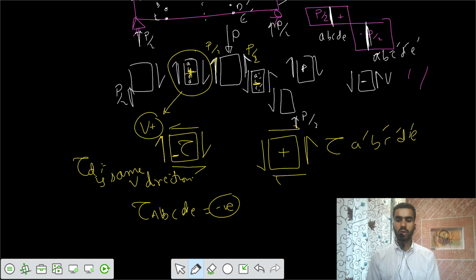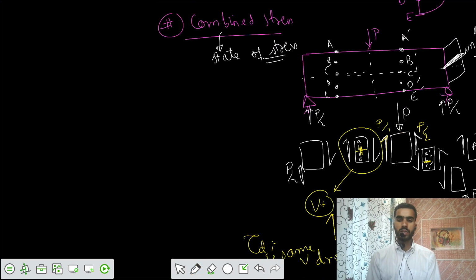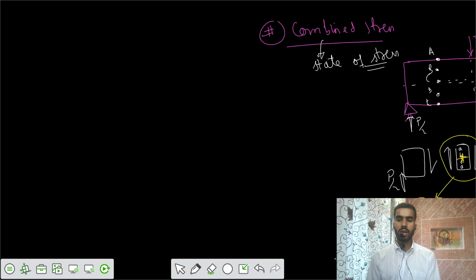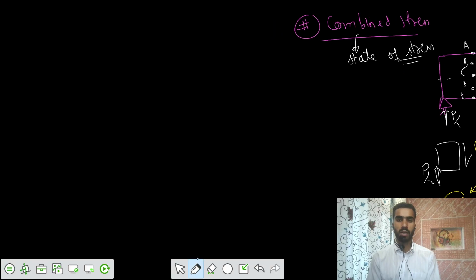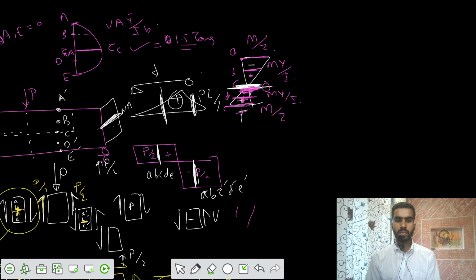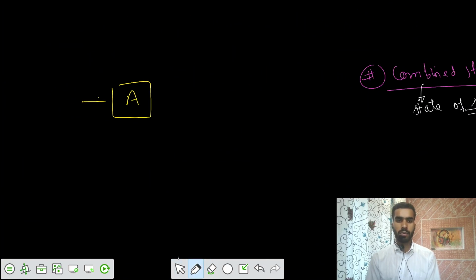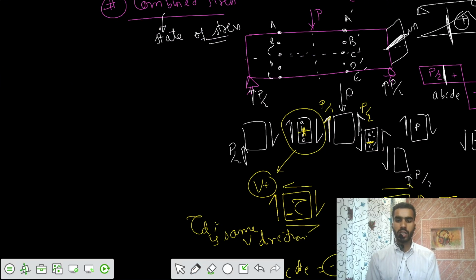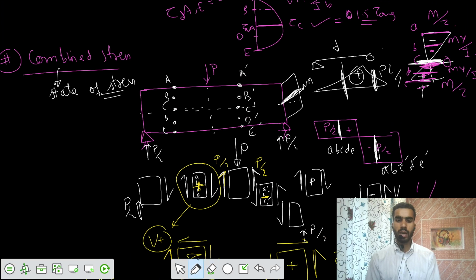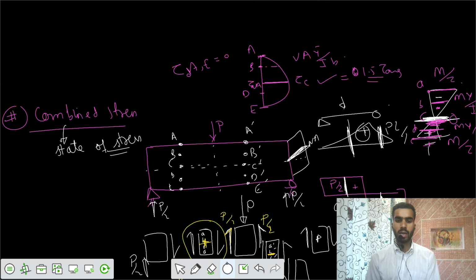So to make the final state of stress for these different elements, I would say this is your A. On that, because of bending stresses, we have some compressive sigma x, negative. So for that A, there is some negative sigma x, and on point A the shear stress is 0. Tau is 0 at the top surface.